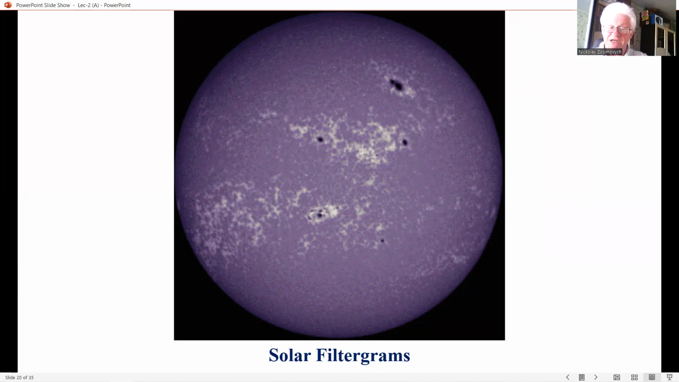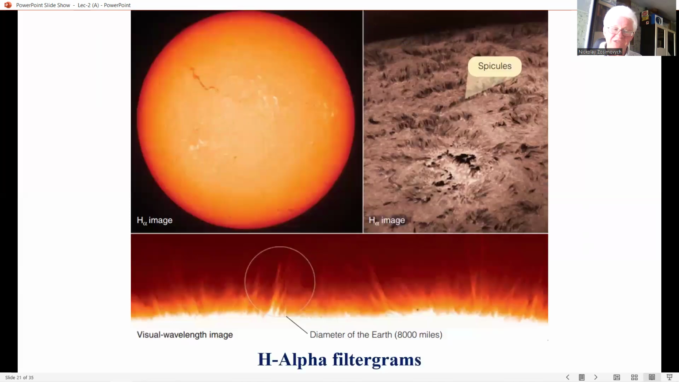Another way to study these high layers of gas is to record solar images in the far ultraviolet or in the X-ray part of the spectrum. This figure shows a filtergram made at the wavelength of the H-alpha Balmer line, an H-alpha or hydrogen-alpha image, as you can see in this part of the slide. This image shows complex structure in the chromosphere.